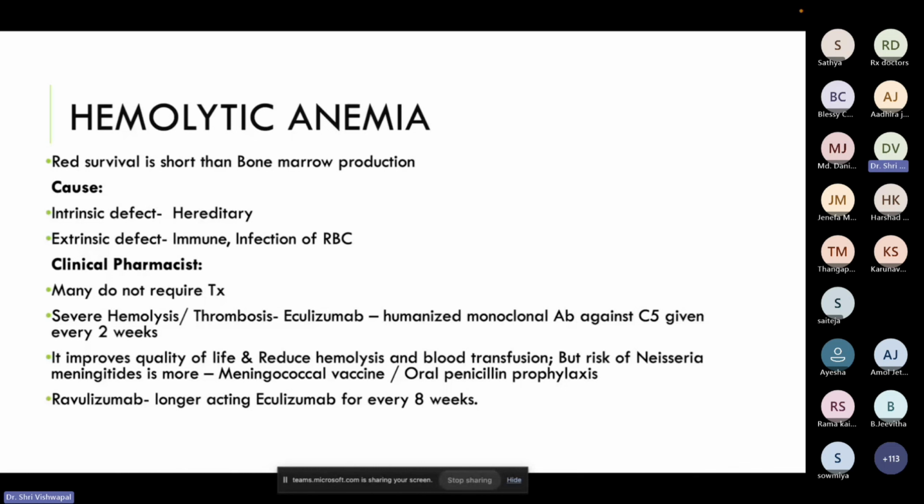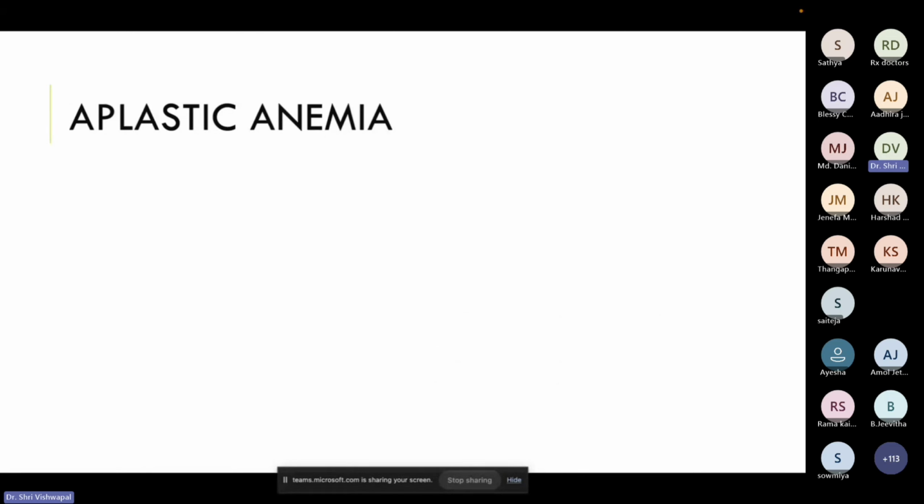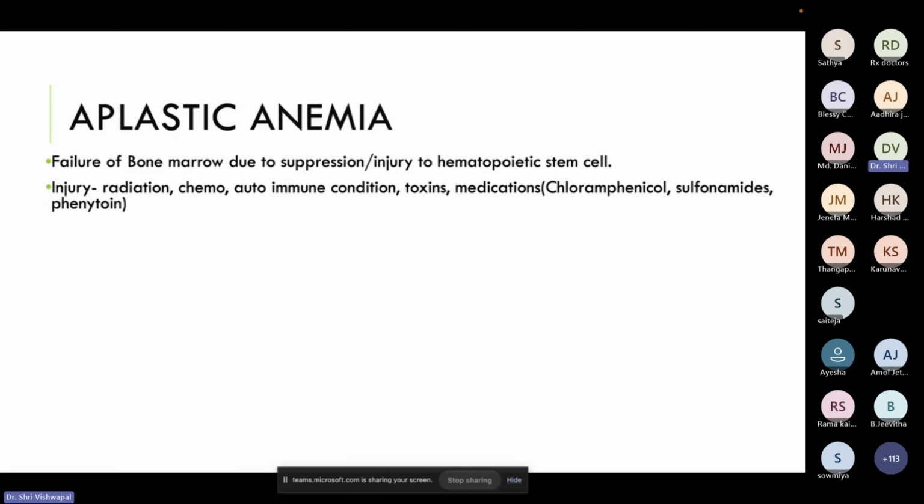And ravulizumab is a longer-acting eculizumab, which is given every 8 weeks, and the side effects seen with eculizumab are reduced in ravulizumab. And aplastic anemia, which is also a common case, is the failure of bone marrow, which is due to suppression or injury to hematopoietic stem cells.